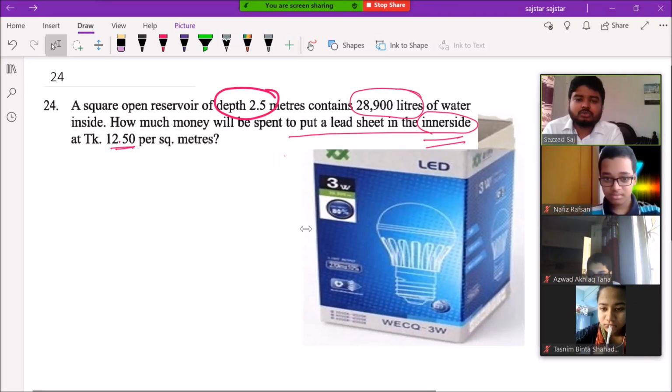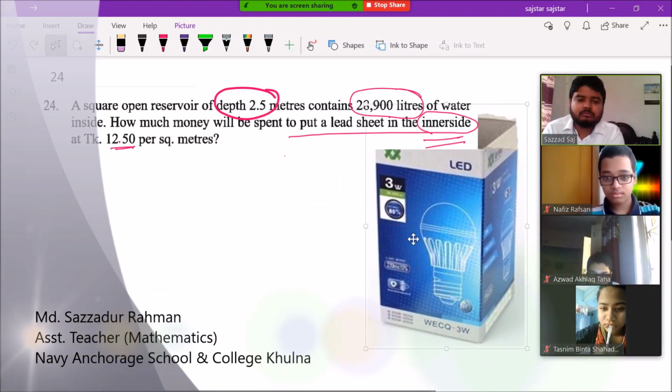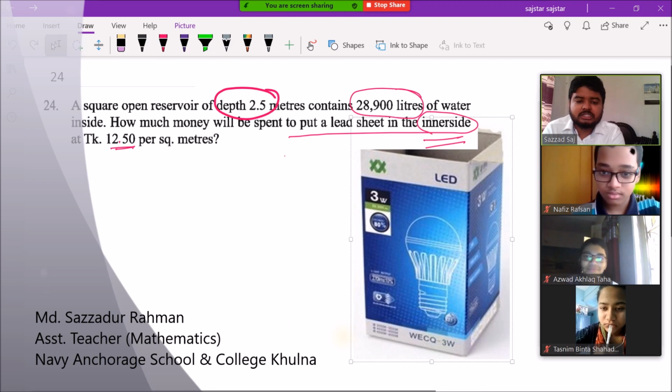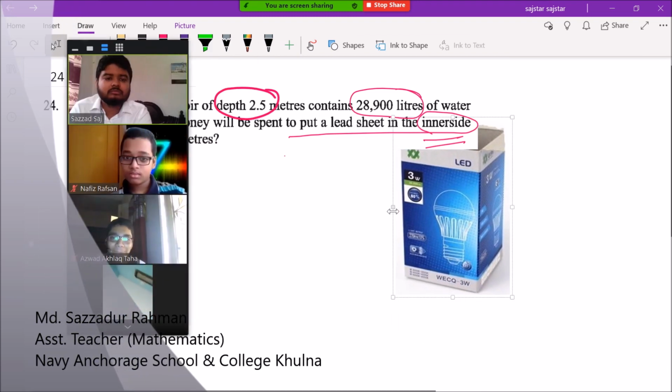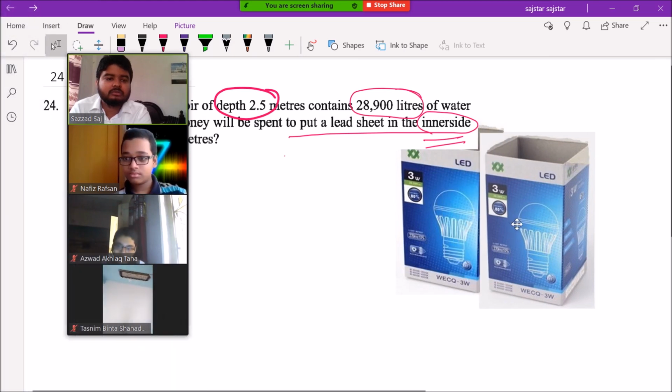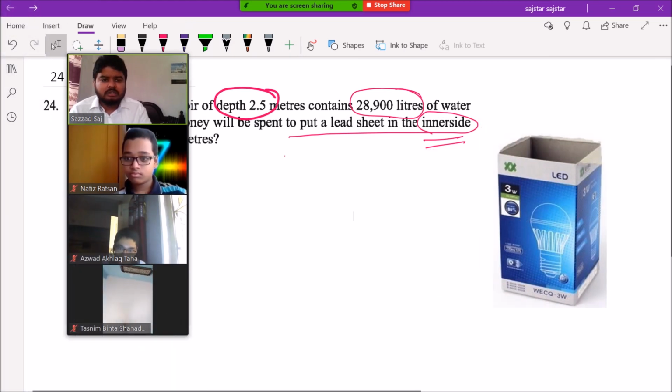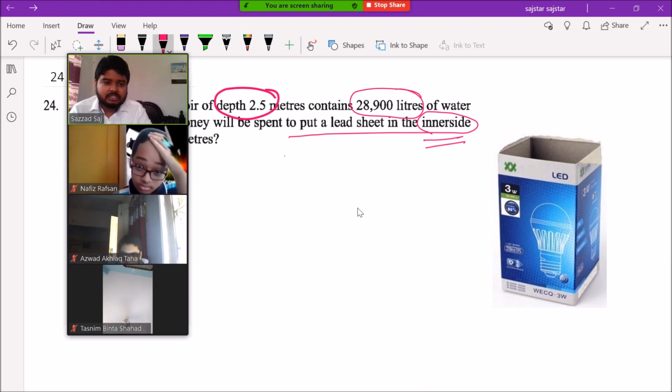Now think about this one. Suppose this is a square open reservoir. The shape is a square shape. Look, I am marking it. This is the square shape, and it's open. That means the top part is open, there is no cover.